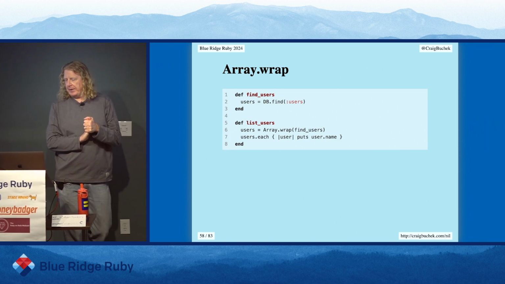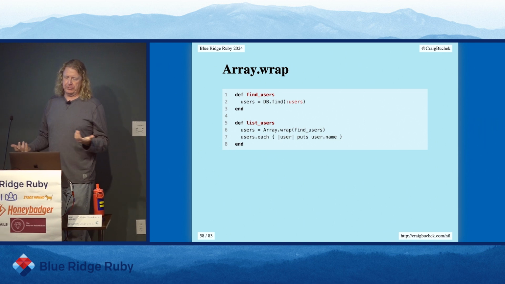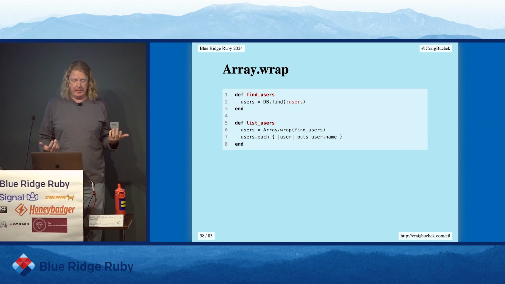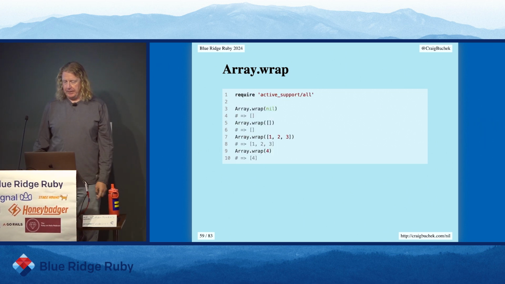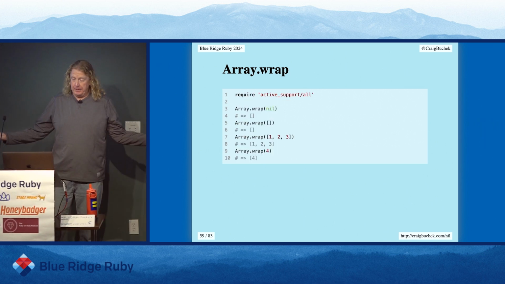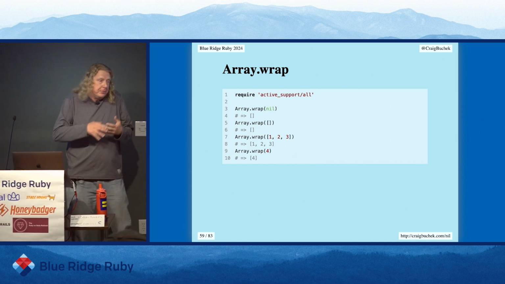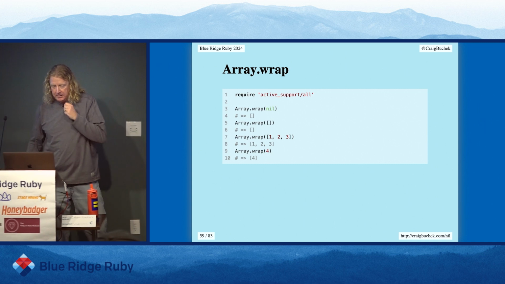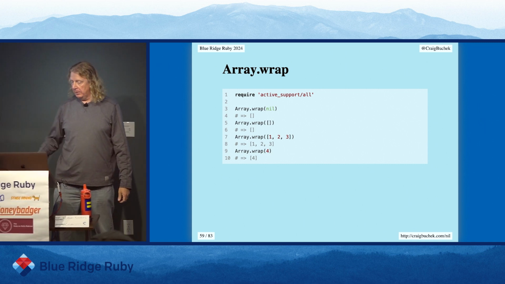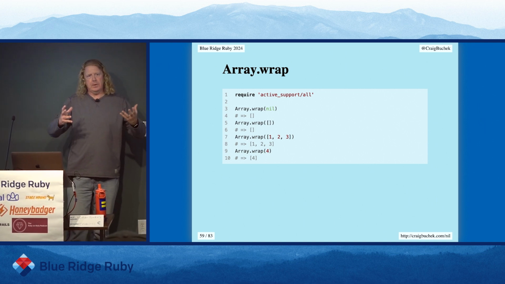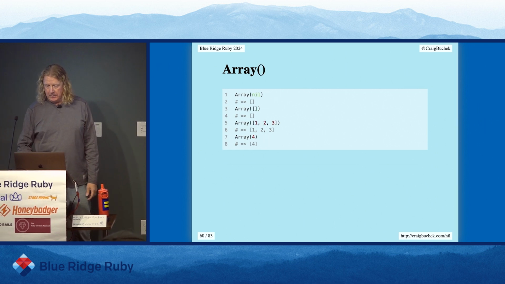But you don't always have control of what a method will return. So in Rails, I like to use array wrap to ensure you always have an array. And this will convert a nil to an empty array. Also, if you have any array, it'll just pass that array as is. And if you have a single value, it'll wrap that in an array as well. And now you can treat that as a collection and work on the collection instead of any individual things.